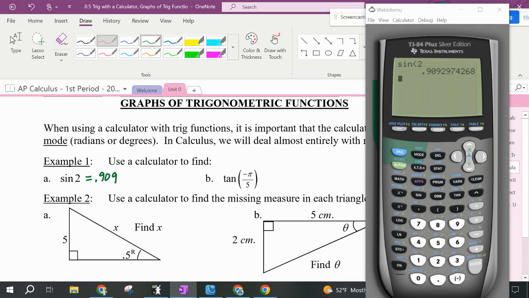Okay. And then if I do the tangent of negative pi over 5, we're still in radians because it doesn't give us an actual degree symbol. So I got negative 0.727 for that one. Everybody good there? That's pretty straightforward, pretty simple. Good.